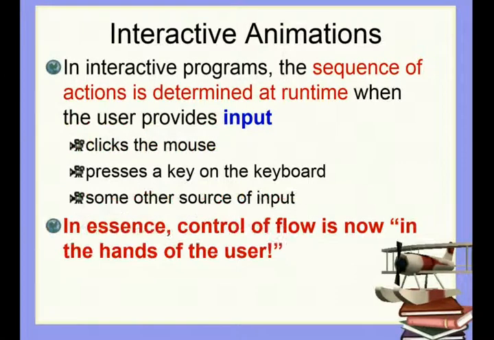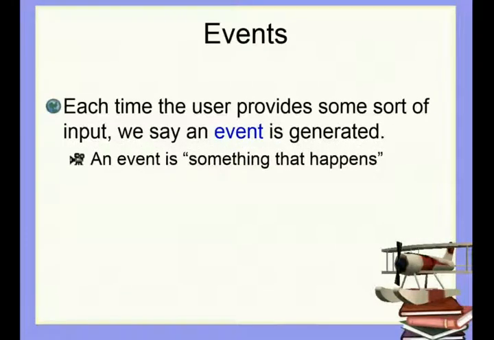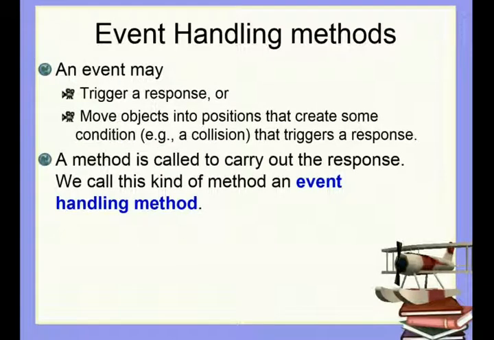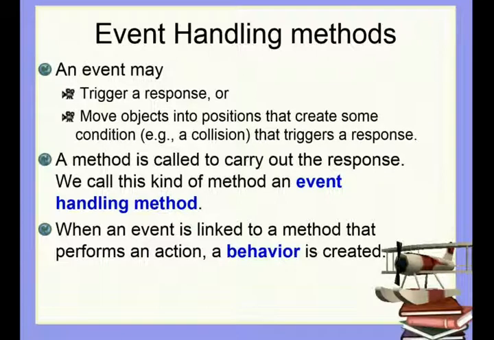So now the control of the flow, the control of the program, is in the hands of the user, which makes it very exciting. Okay, so what we're going to be talking about are events. Every time the user provides some sort of input, again, key click, mouse click, whatever, we say an event is generated, and an event is something that happens. So you're going to be writing methods that are connected to events. An event might cause something, it might move something, and that movement might cause something else, so it can get pretty exciting. As it might make sense, the method that you write that's connected with the event is called an event handling method. So when that event is connected to a method, a behavior is created.